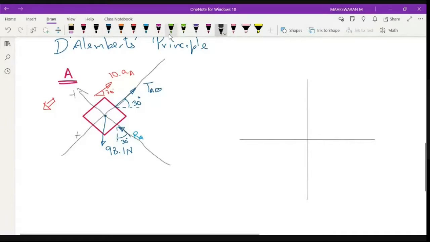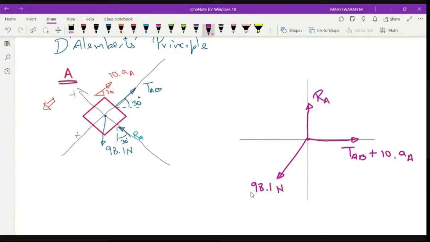Let me denote the values accordingly, one by one. The x-axis is along this direction, which means this one is TAB plus, parallel to that, 10 into AA. Both are in this direction, and RA is moving upward, parallel to your y-axis. And you have this 98.1, which is in the third quadrant.